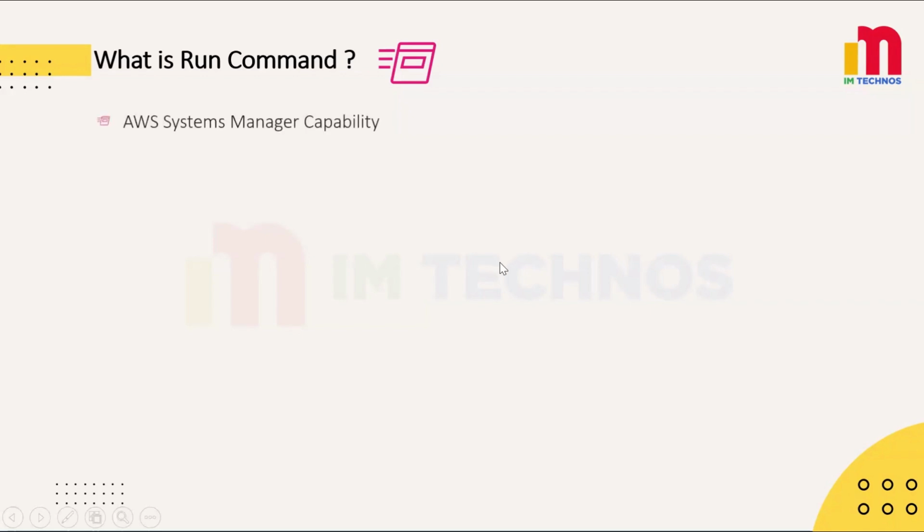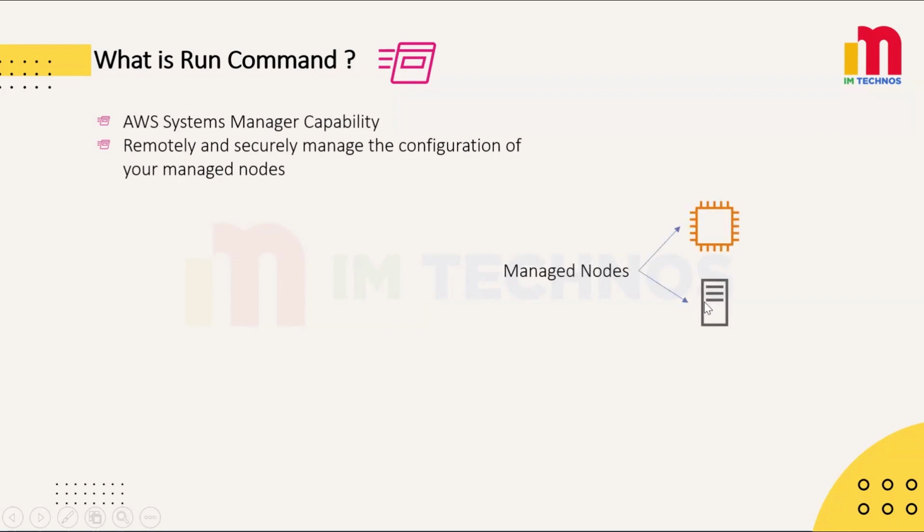Run command is a capability of AWS Systems Manager that allows you to execute commands on your managed nodes without needing to log in. A managed node is an EC2 instance or an on-prem server configured for AWS Systems Manager, which must have SSM agent installed and the necessary IAM permissions to enable the AWS Systems Manager to perform administrative tasks like installing software, running custom scripts, or restarting services.